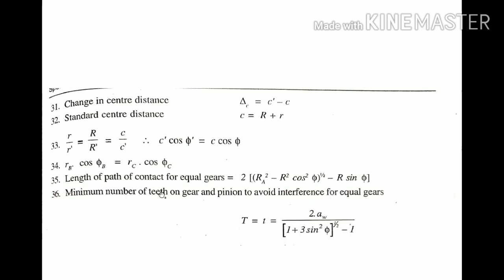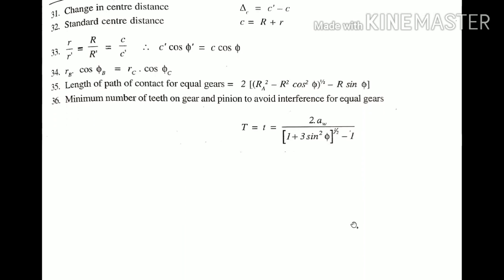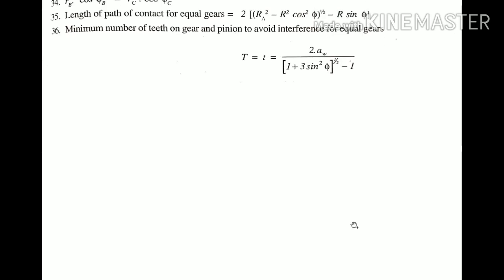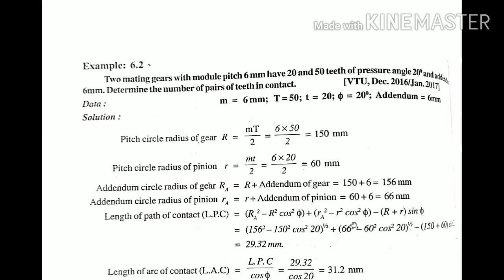Suppose we want the minimum number of teeth on the gear as well as the pinion to avoid interference when having equal gears. Equal number of gears means the number of teeth on gear equals the number of teeth on pinion, that is capital T is equal to small t. That means G becomes 1. In that case, this is what we derived yesterday, hope you can remember: 2AW by (1 plus 3 sine square phi) to the power of 1 by 2 minus 1. So these are the total formulas. Around a minimum of 30 have to be memorized at least. Then only you can solve the problems. Okay.